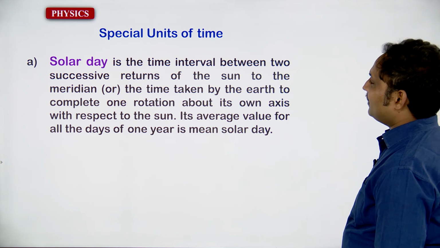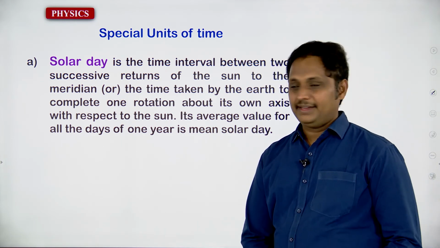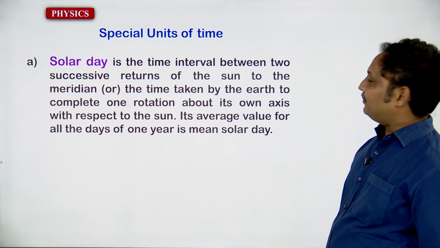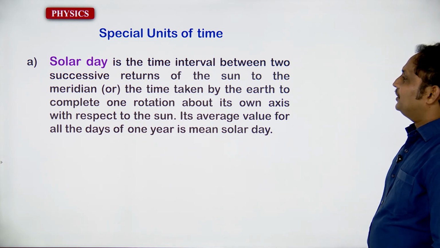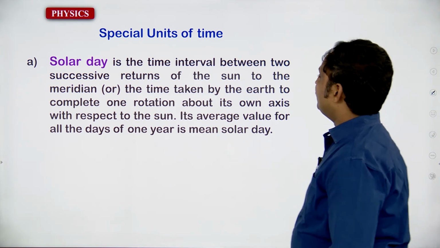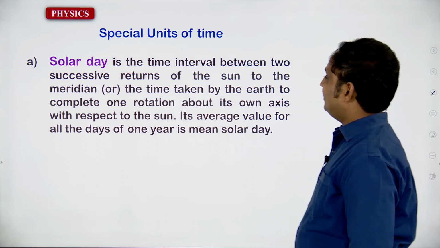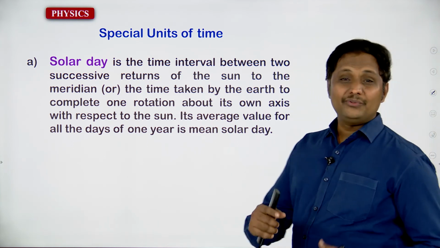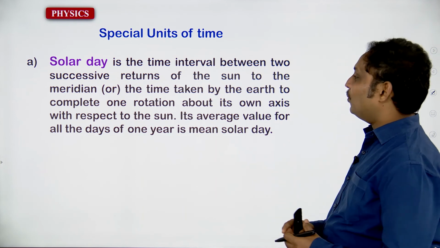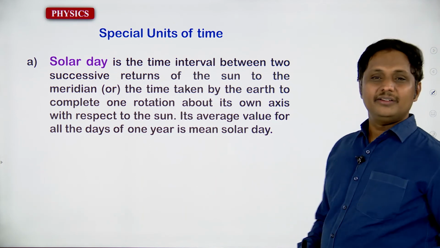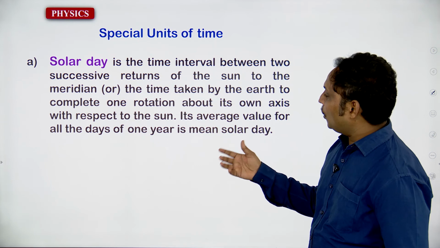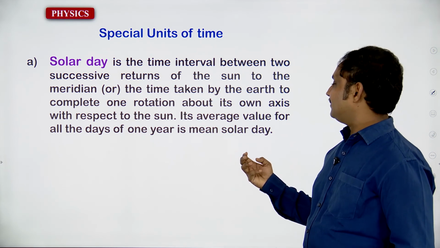Special units of time. You have to get that solar day. Let's have a look into that matter. It's the time interval between two successive returns of the sun to the meridian, the time taken by the earth to complete one rotation about its own axis with respect to the sun. The average value of all the days of one year is known as the mean solar day.